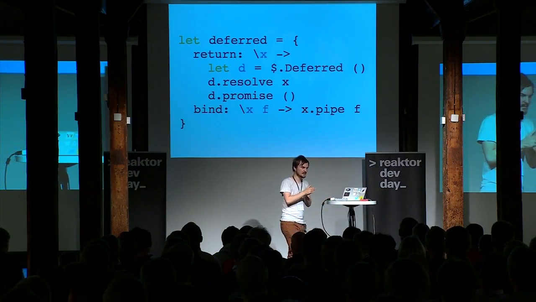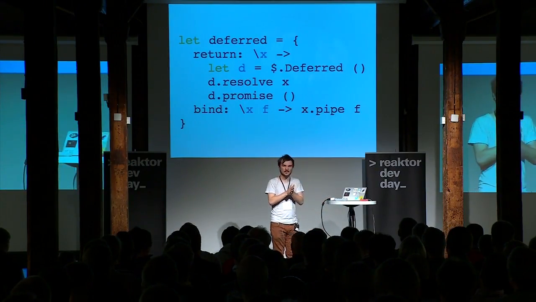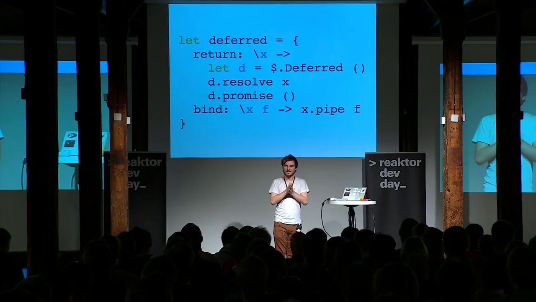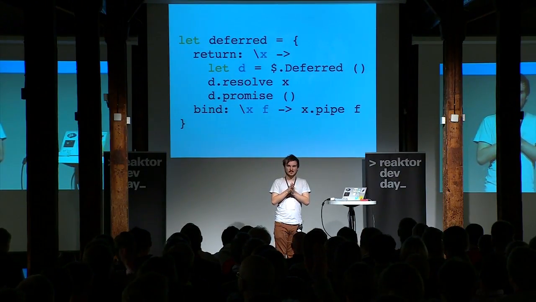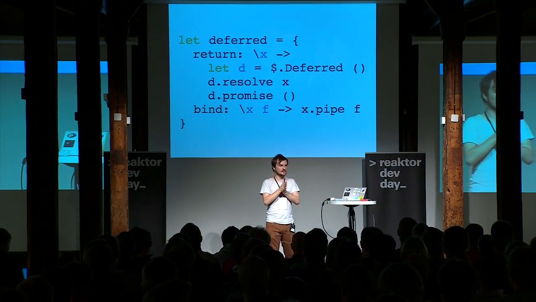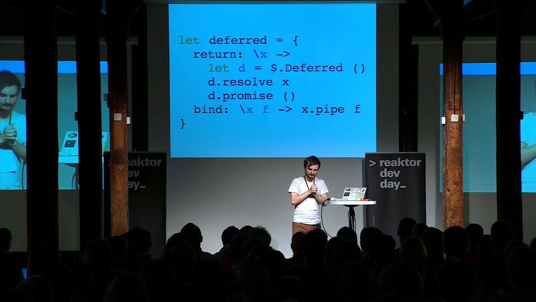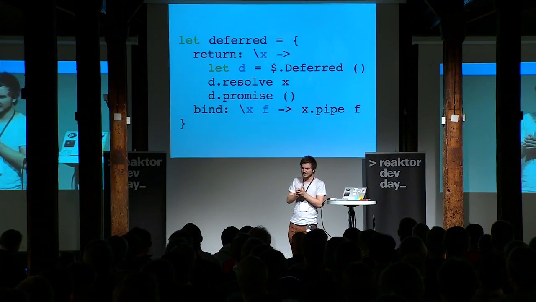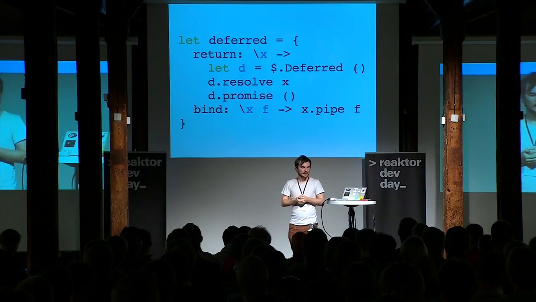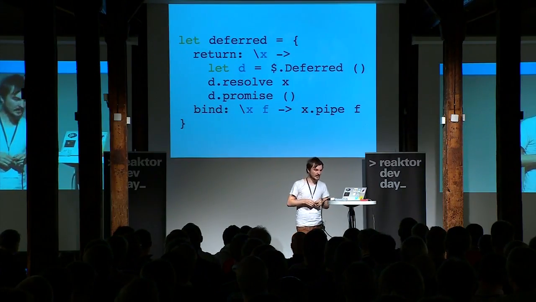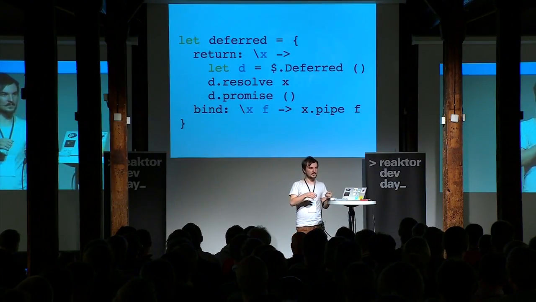So we define this thing called a, has anybody used the jQuery deferred function before? A couple people. So jQuery deferred is a way of handling asynchronous callbacks inside of jQuery. So when you do an AJAX call, it returns back a deferred.